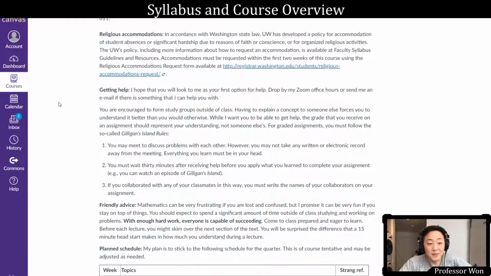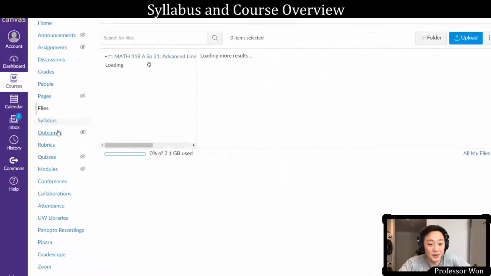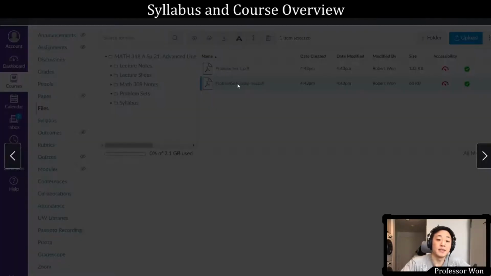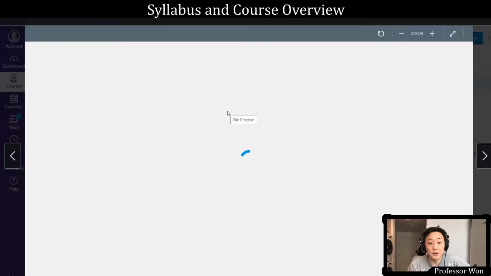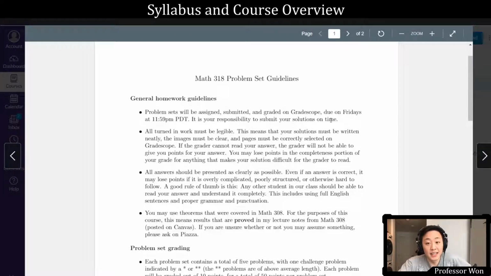Now, while I'm talking about policies anyway, let's go to the problem set guidelines, which are also in the Files tab. Under the problem sets, here are the problem set guidelines. Problem sets are such an important part of this course, which means that I want to be really clear with my expectations and with my policies on problem sets. First of all, they're due at 11:59 p.m. on Fridays, and it's your responsibility to submit your solutions on time.